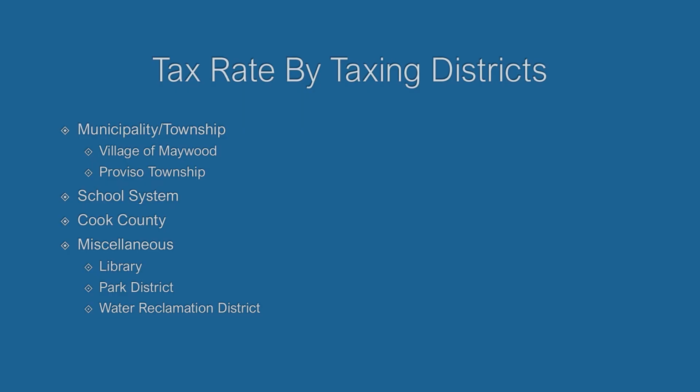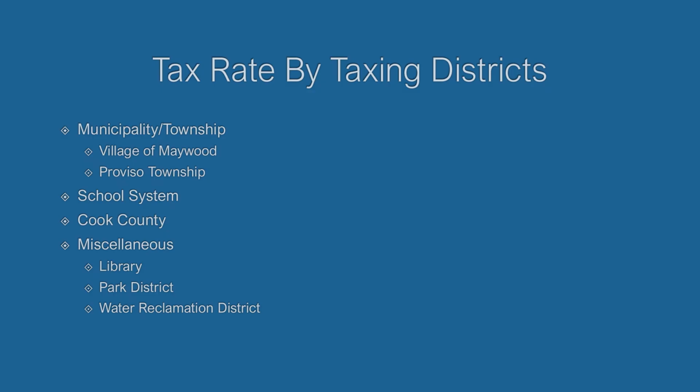So, once again, like I said, on the tax bill, you have the various taxing districts. I'm just going to go over them briefly. The first category is the municipality and township, so that would include Maywood and the Proviso Township on our tax bills. Then the school system, then the Cook County part, and then miscellaneous, which includes the library, the park district, and the water reclamation district. All said and done, these are the different districts that, when the tax dollar pie is created, everybody's asking for a certain piece of that pie.